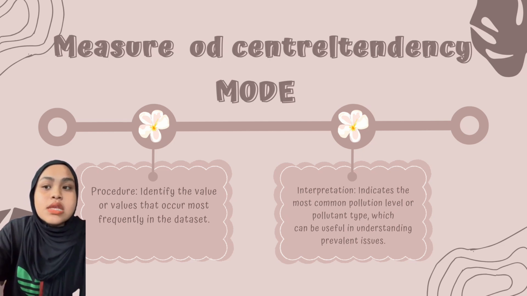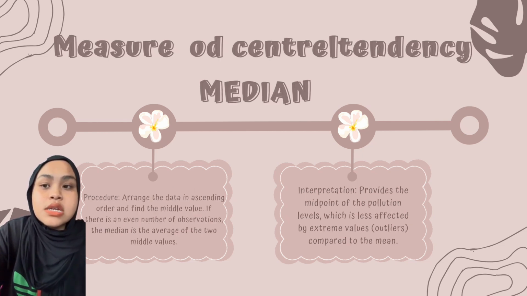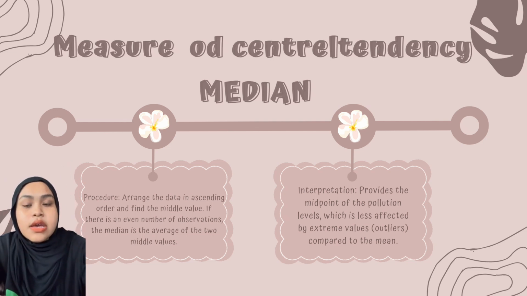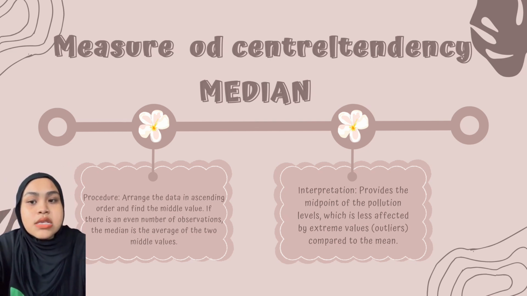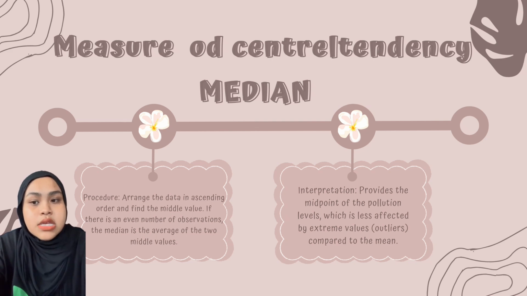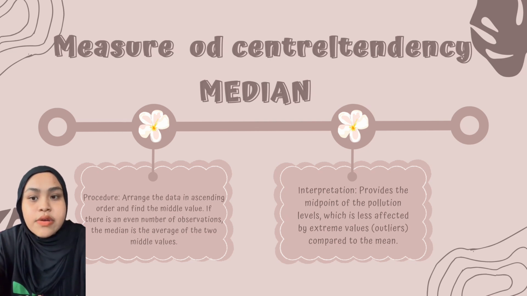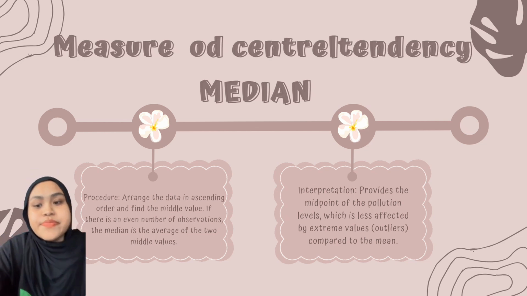For the third measure, the median, the procedure is to arrange the data in ascending order and find the middle value. If there is an even number of observations, the median is the average of the two middle values. Interpretation: it provides the midpoint of the pollution levels, which is less affected by extreme values compared to the mean.